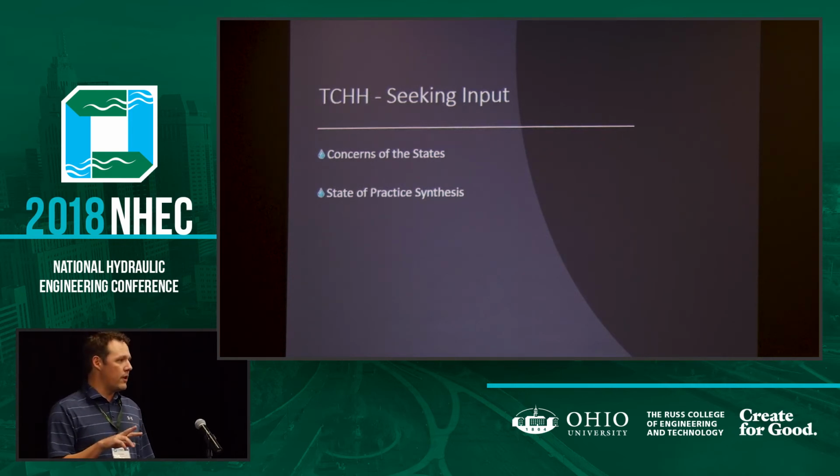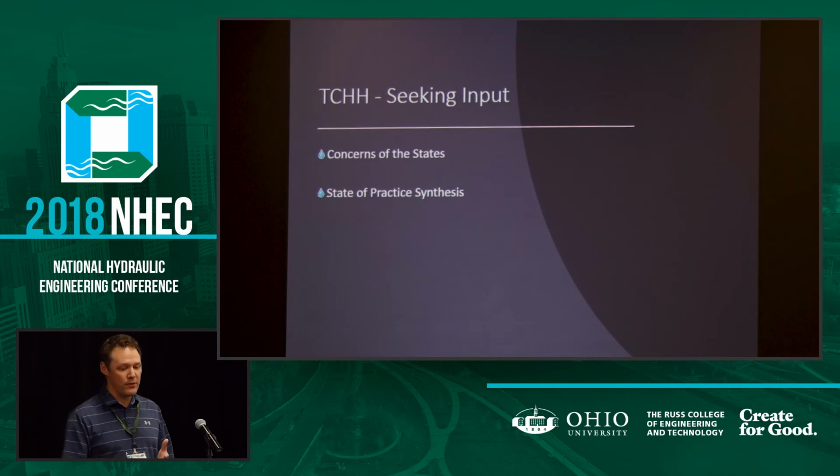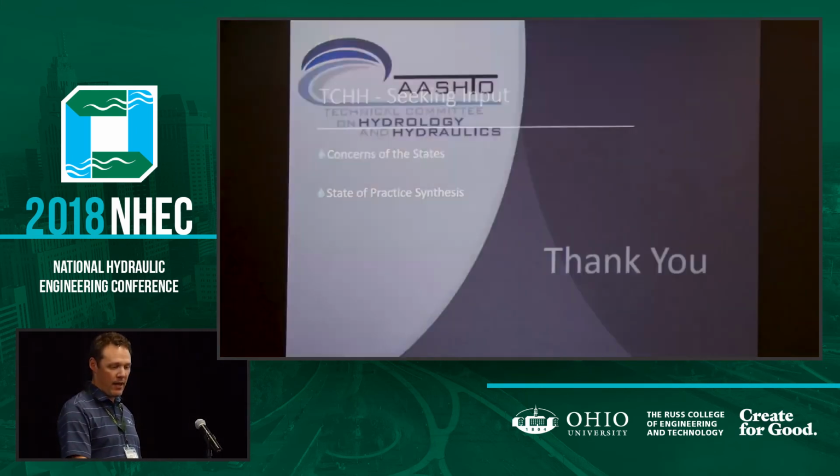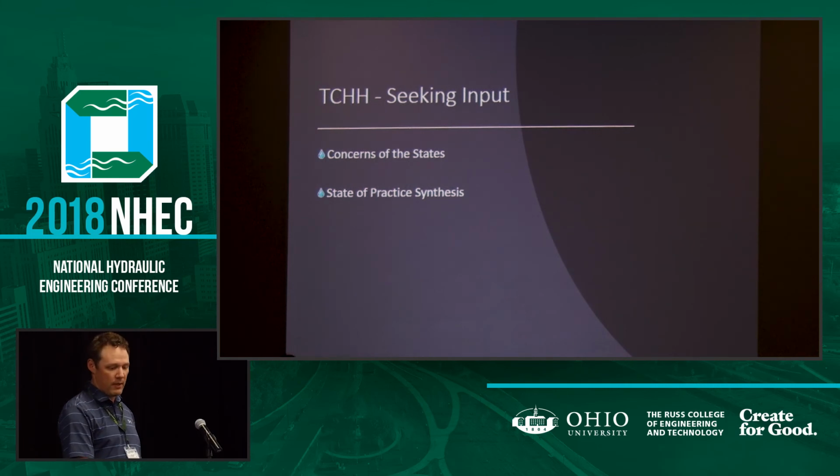There are 2 tools that we use to gather this information. The TCHH has an activity that we call Concerns of the State. Some of you might have received an email from me asking for your top 3 to 5 issues in your state. We consolidate those and look for themes, and that's how we decide where to spend our time. We were just approved for NCHRP funding to take that to the next level, so it's a more formal state of practice synthesis. Unfortunately, some of you are going to get the dreaded email in your inbox, please fill out this survey by X date. But it's really a valuable tool for us to capture those larger themes that we use to dictate what we spend our time on.